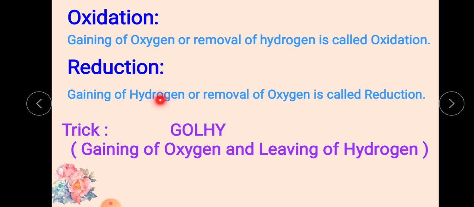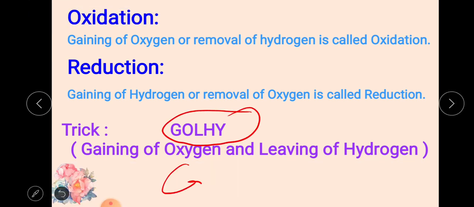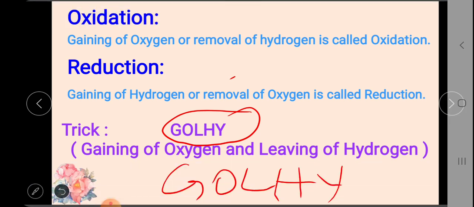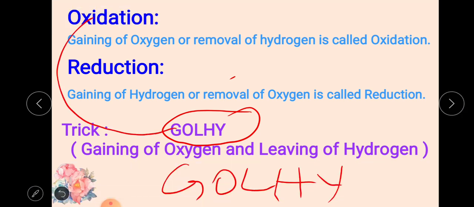To remember oxidation and reduction, we get confused about which one to add and which one to remove. So I made an easy trick to remember the oxidation reduction reactions. The easy trick is GOLH, gaining of oxygen, leaving hydrogen, gaining oxygen, leaving hydrogen. This GOLH formula is for oxidation.